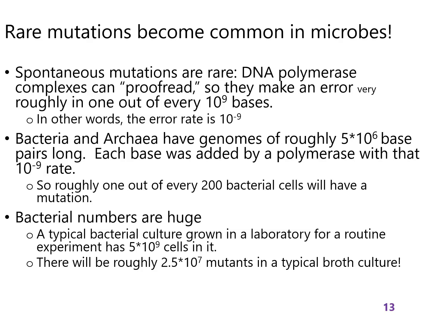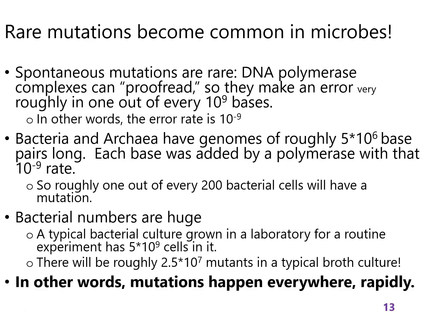The numbers during a bacterial infection of a human could be much higher. So if a person has a really bad staphylococcal infection, they could have 10 times that many cells in them. And if one little mutation could make that cell resistant to an antibiotic, that mutation has probably happened, and that mutant is in there somewhere. So you have to assume that mutations are going to happen everywhere very rapidly.